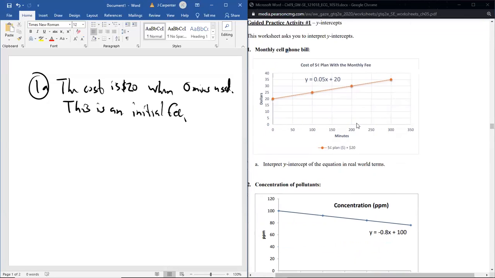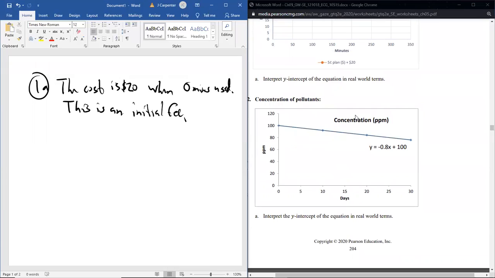All right, second one, concentration of pollutants. And I don't know why they say there's an A and a B or anything like that. It's just A for all of these, so I guess I can just go number 2.